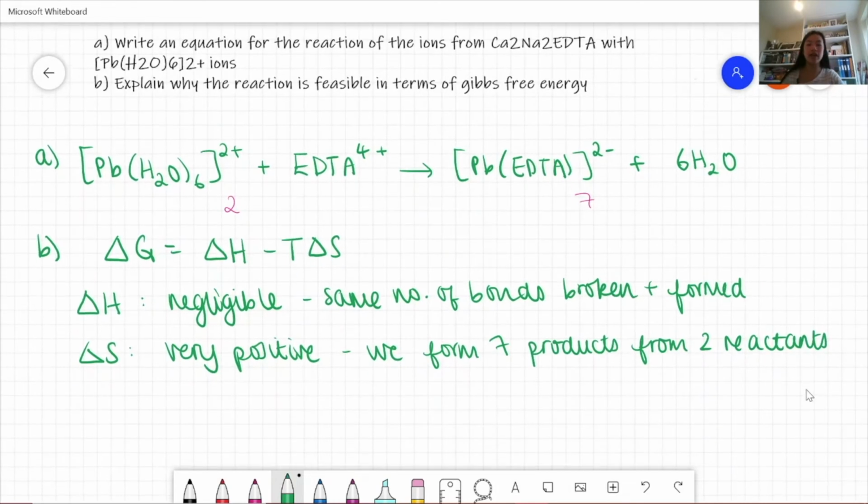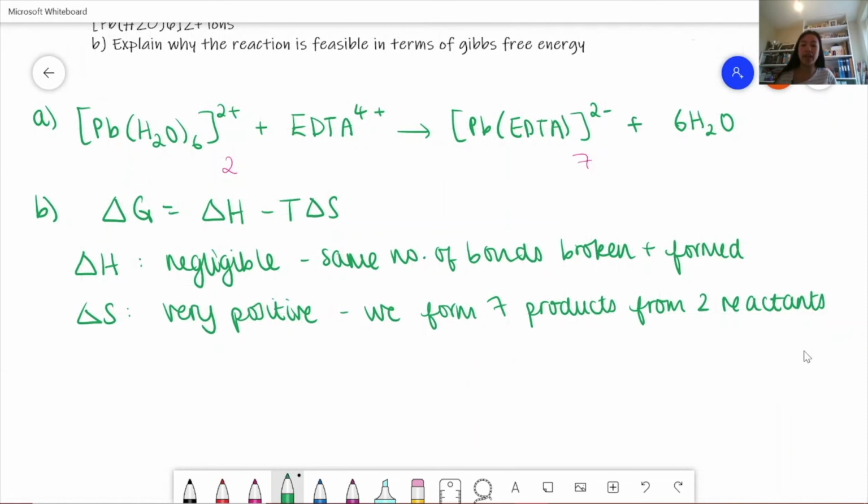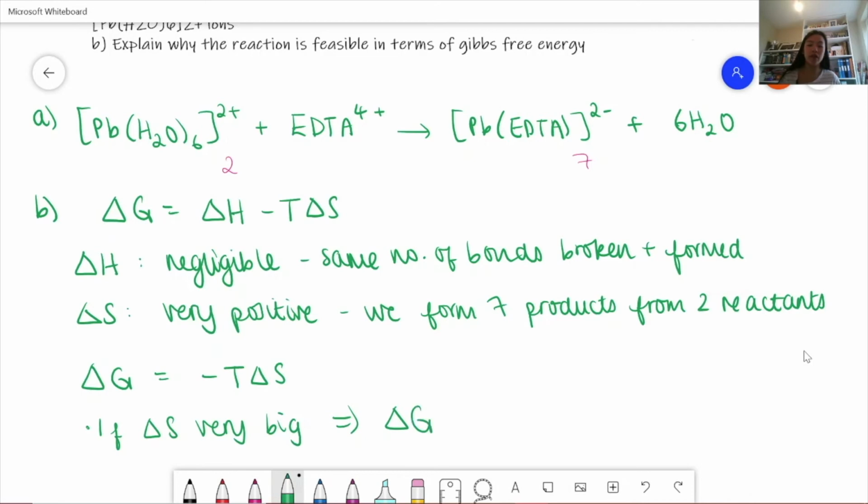And so this means that when we look at Gibbs free energy change, so delta G, if delta H is negligible, we can count it as 0. And then we get delta G is equal to minus T delta S. And if delta S is very positive, so it's very big, then what that means is that delta G is very, very small, and it's a lot smaller than 0.